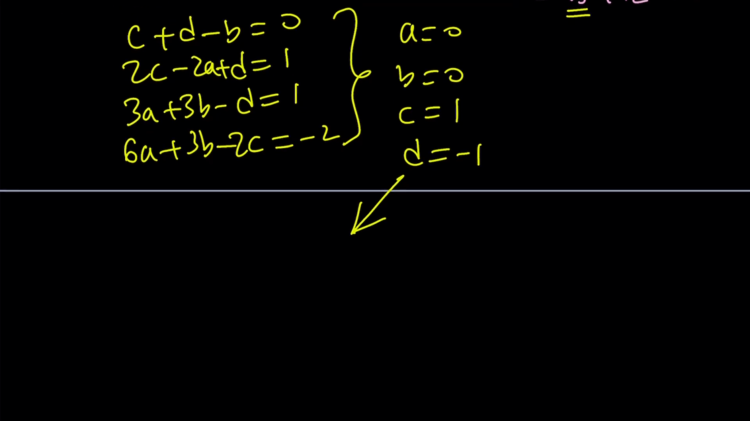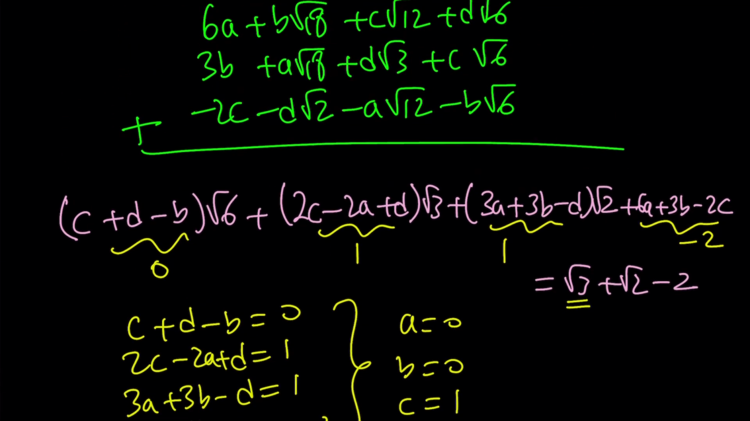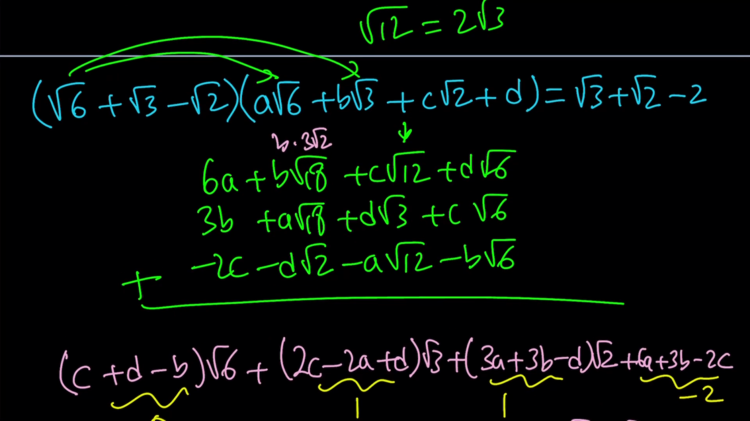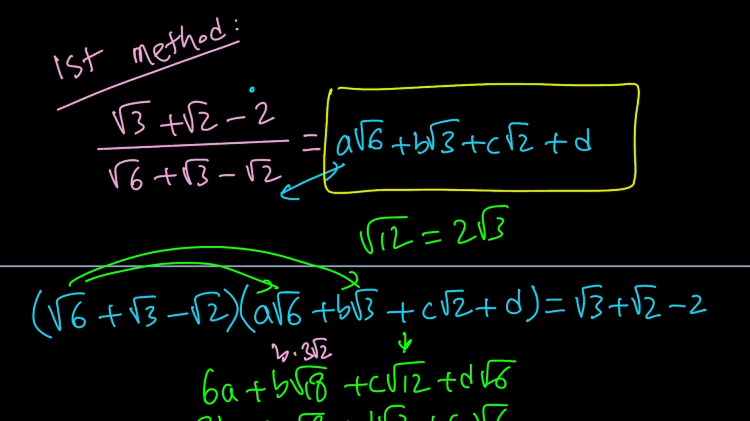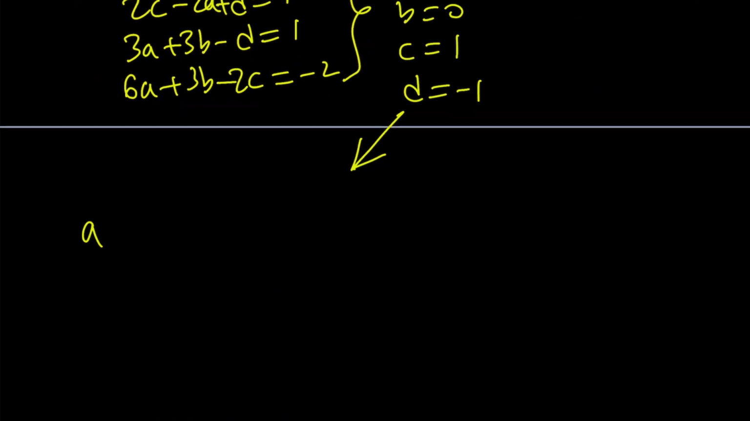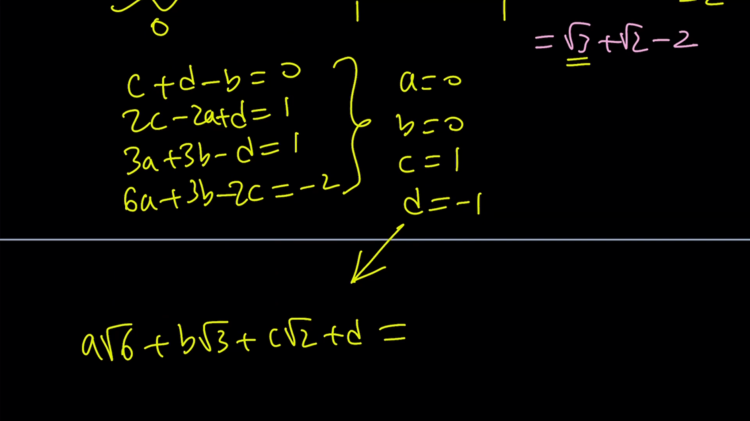And this gives you the answer in the simplest form. So the form of the answer we were expecting was like this, right? So it was a root 6 plus b root 3 plus c root 2 plus d. And since we got the values of a, b, c, d, we can go ahead and plug it in. There's no root 6 because a is 0. There's no root 3 because b is 0. But c is 1, so you're going to get root 2 minus 1 as the answer.